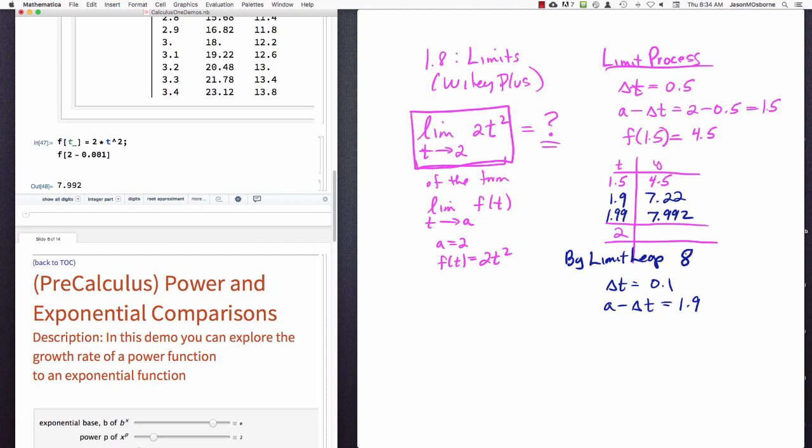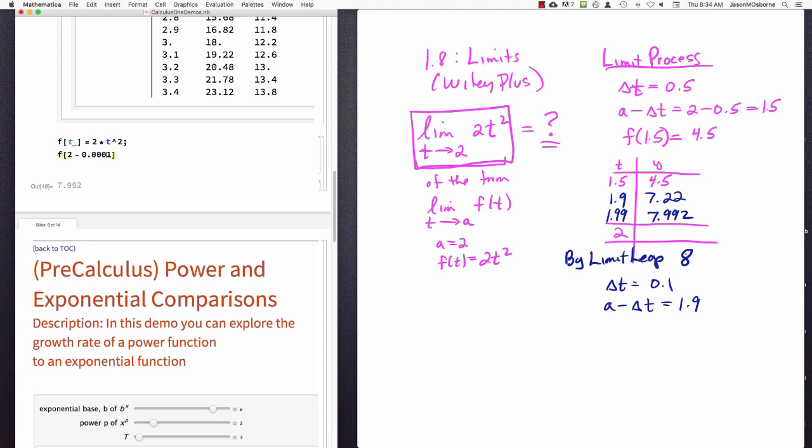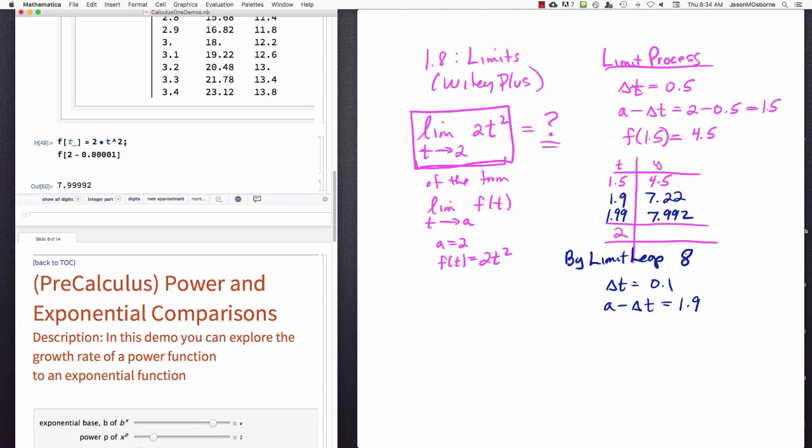Let's try that. Take delta t to be 0.0001. Plug that into the function, you get 7.99992. So by the limit leap, we think that this limit is equal to 8. Technically we need to be very correct here: notice that we have chosen numbers with this little minus sign, numbers from the left. So I'm very assured of saying that the limit as t goes to 2 from the left of this function f of t is equal to 8.